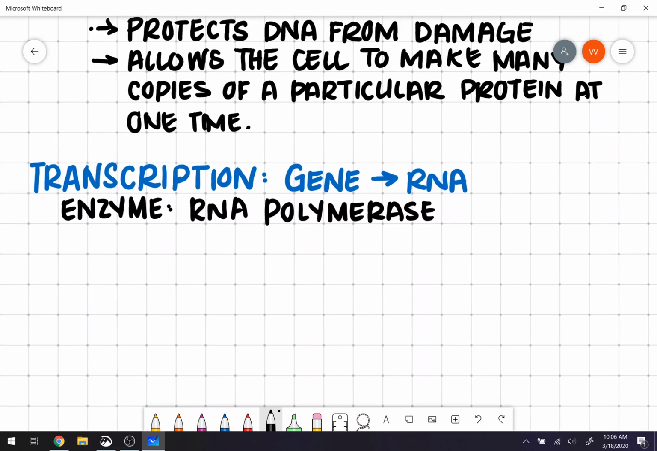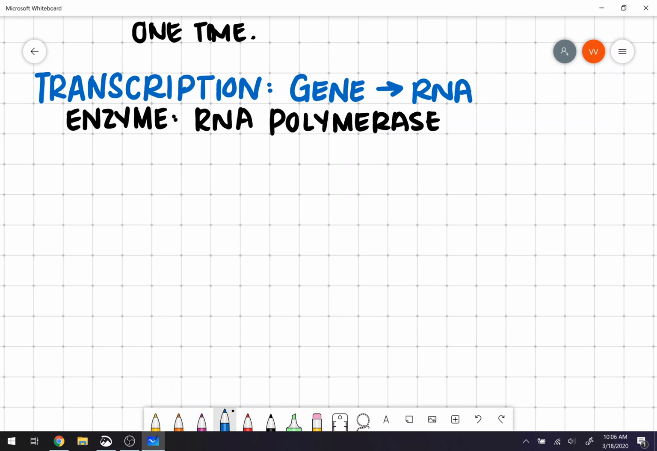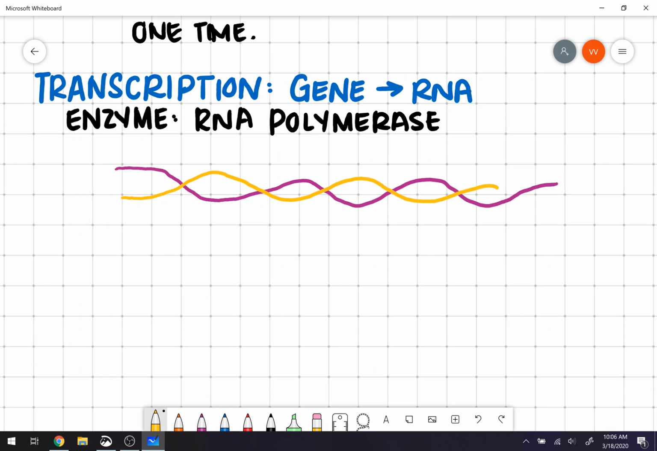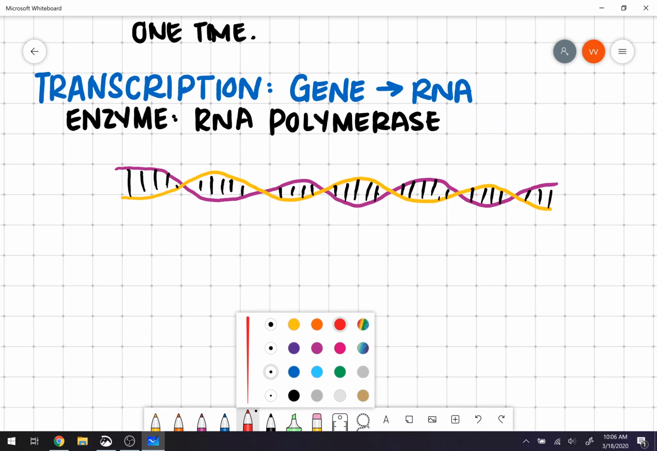So what's going to happen is you're going to have a strand of DNA. So let's pretend that this is your DNA strand. Whatever this strand is going to be. I'm just going to use 2 colors. Wow, those are ugly together, but that's okay. Doesn't matter. So here's your DNA strand. You've got your purple strand, you've got your yellow strand. These are your bases holding them together. The enzyme RNA polymerase, let's use a different color for this.